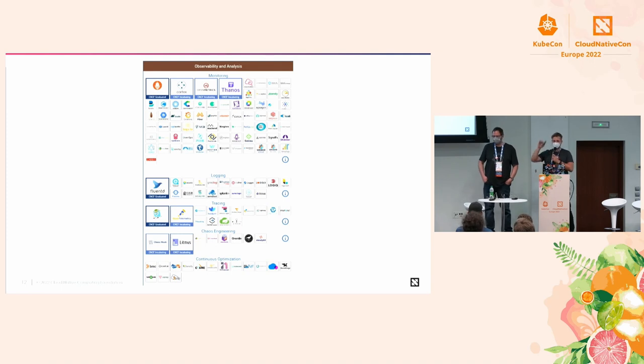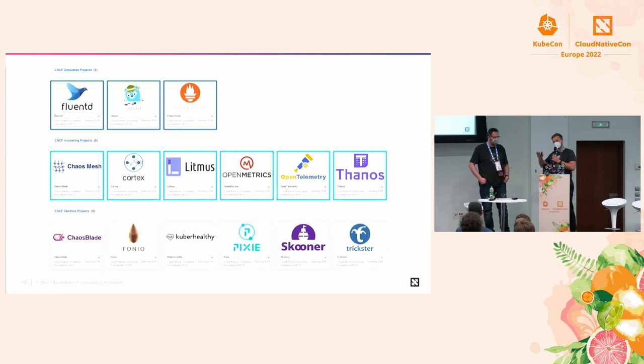So let's focus on the CNCF projects now, right? In that strict CNCF landscape of sandbox, incubated and graduated projects, we have a few of those. Graduated: Prometheus, Jaeger, and Fluentd. So really representatives from metrics, logging, and tracing. So already the basic pillars that we discuss.